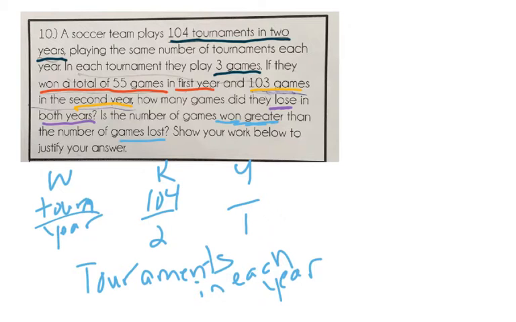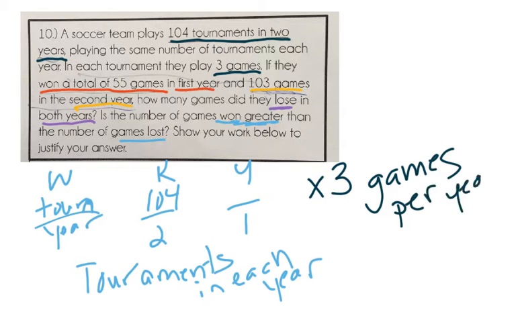Then what's next is in each tournament they play 3 games. So what am I going to have to do with that? They play 3 games in each tournament. That should tell you that you're going to have to take this information and multiply by 3 to figure out the number of games. And that will give you games per year. So that takes you to that point.